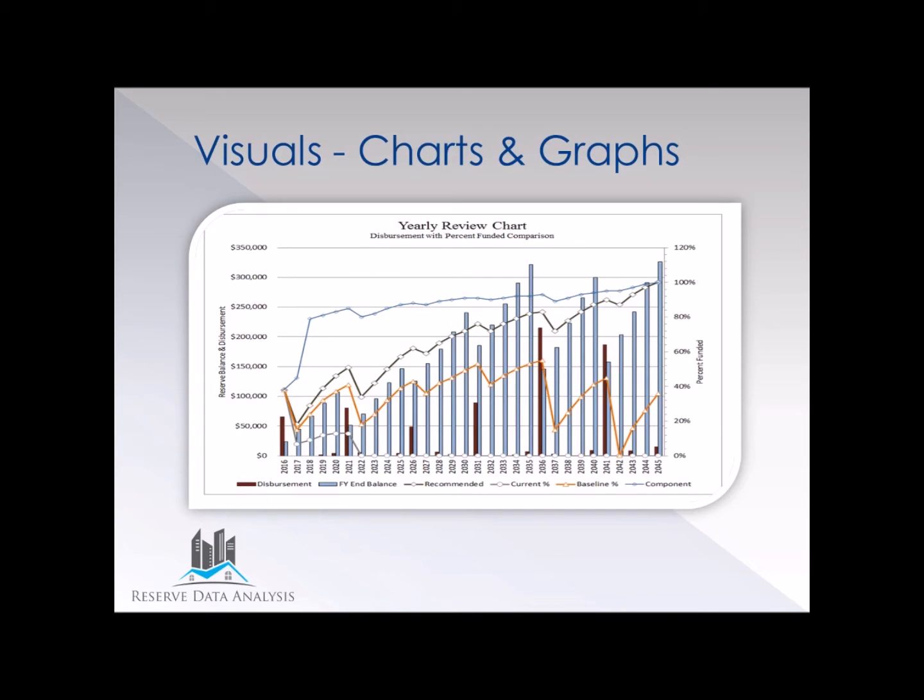In a reserve study, you'll also see charts and graphs. In this case, we have year-end balances in the light blue, and in the dark red, disbursements. So that's the expected expenditures for this particular community. And we have the different funding models there. We have recommended, current, and baseline. Components are not listed there on this particular one. But as you'll see, there are many graphs and charts in our reserve studies which will show visually where a community is going to be and the different funding models as they compare to one another.